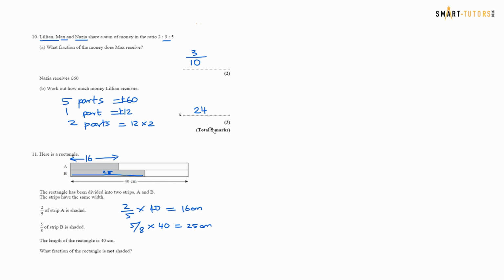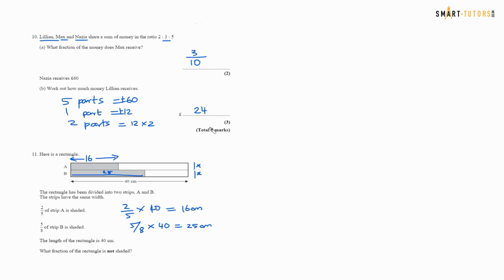What fraction of the rectangle is not shaded? So what we want to do is, we already find out the length. Let's say the rectangle is split into 2 stripes A and B, so same width. So this width, let's say this width is going to be X and this width is going to be the same, X and X. So what fraction of the rectangle is not shaded?